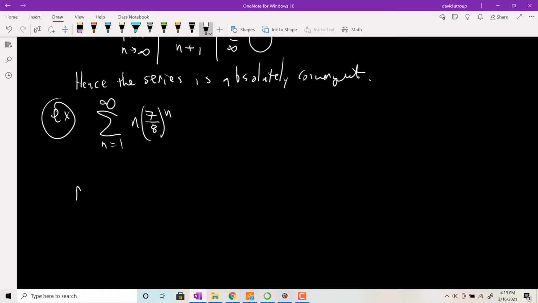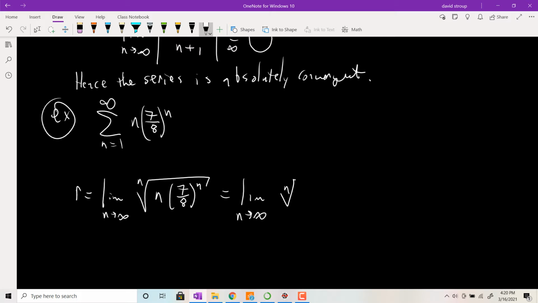So let's look at it. r equals the limit as n goes to infinity of the nth root of n times 7/8 to the n. Okay? And the nth root of a product is equal to the product of the nth roots, so you can rewrite this as the nth root of n times the nth root of 7/8 to the n. Okay.